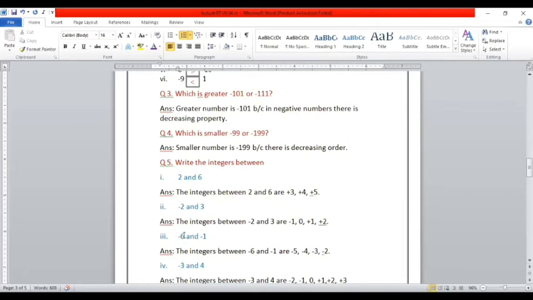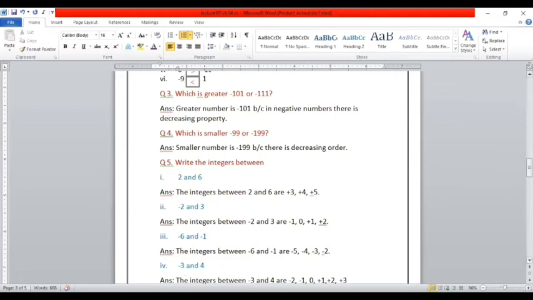In the same way, here after minus 6, there's minus 5, comma, minus 4, comma, minus 3, comma, minus 2, and then minus 1. But the end elements, minus 6 and minus 1, will not be taken, because we are taking the numbers between minus 6 and minus 1. Here minus 5, minus 4, minus 3 and minus 2. These are the requirements, yes, students.